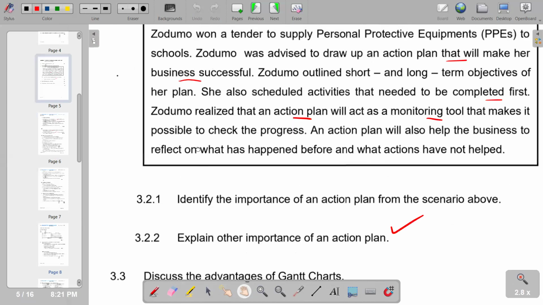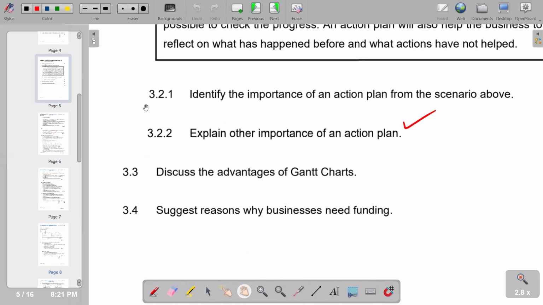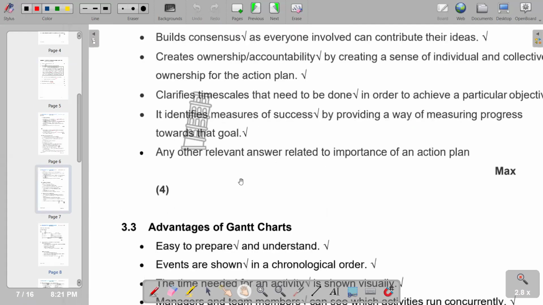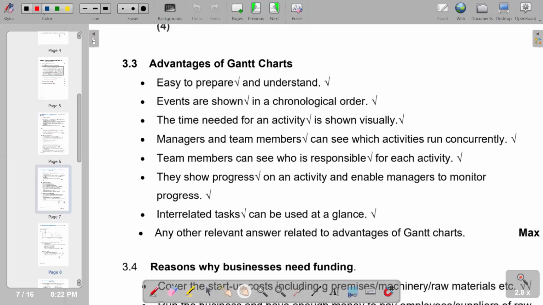So I move on to the next part of our question, which reads, discuss the advantages of Gantt charts. And we know that a Gantt chart illustrates a project schedule. So basically, we are saying it is used in project management. So what are the advantages of a Gantt chart? We have those advantages as listed here. Easy to prepare and understand. Events are shown in a chronological order, and the time needed for an activity is shown visually. Managers and team members can see which activities run concurrently. So we have got other points that are also correct.